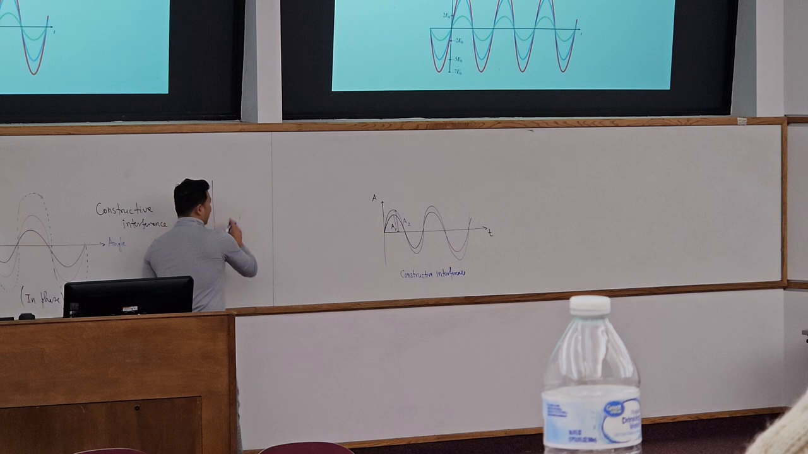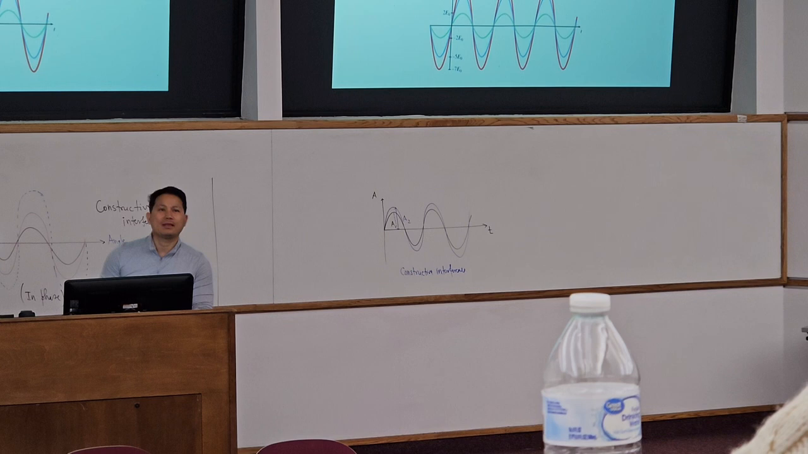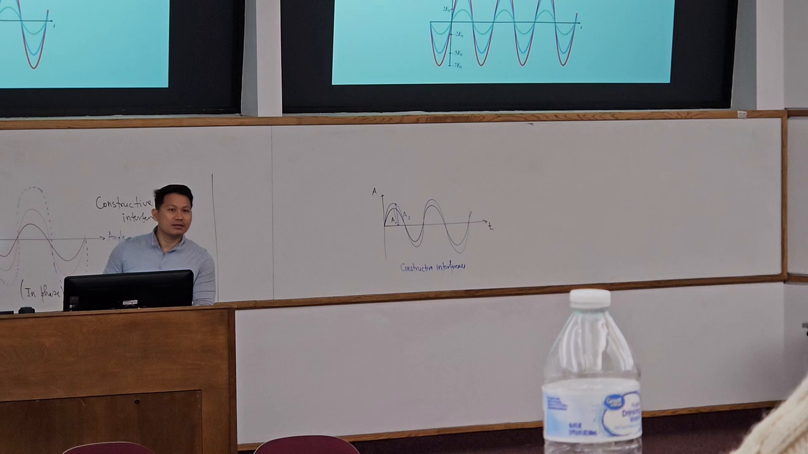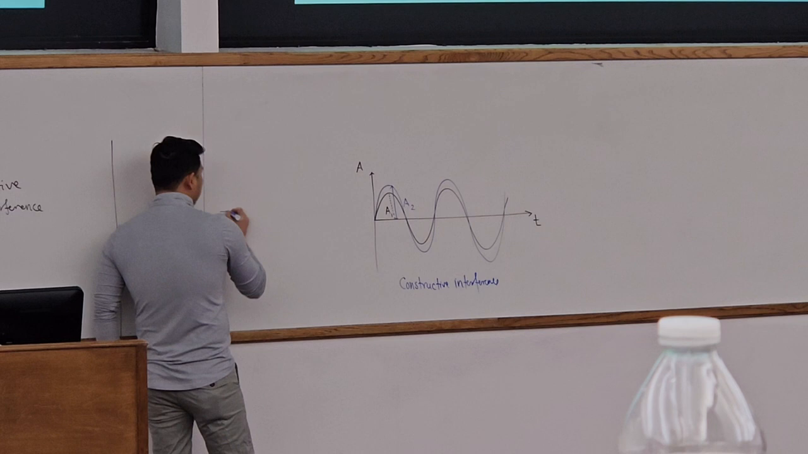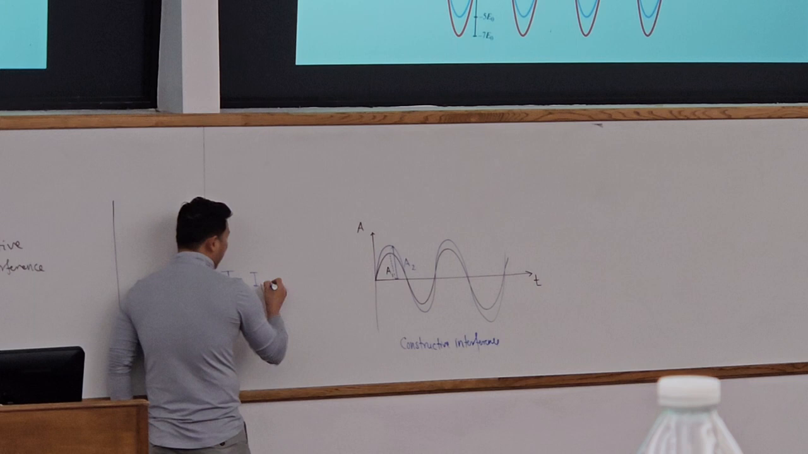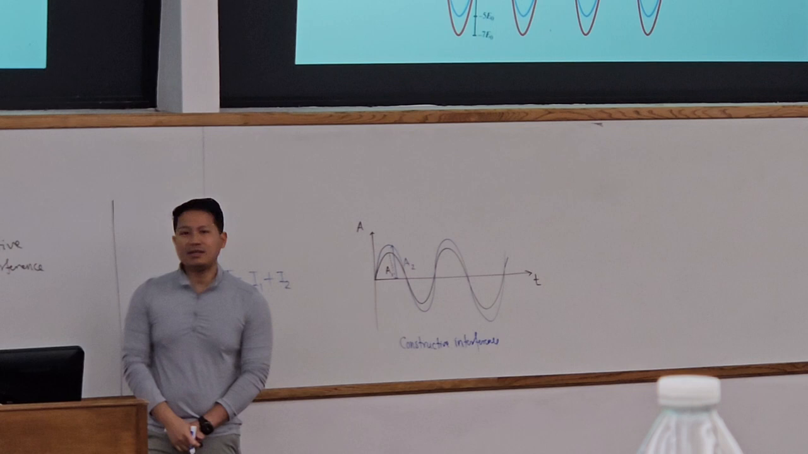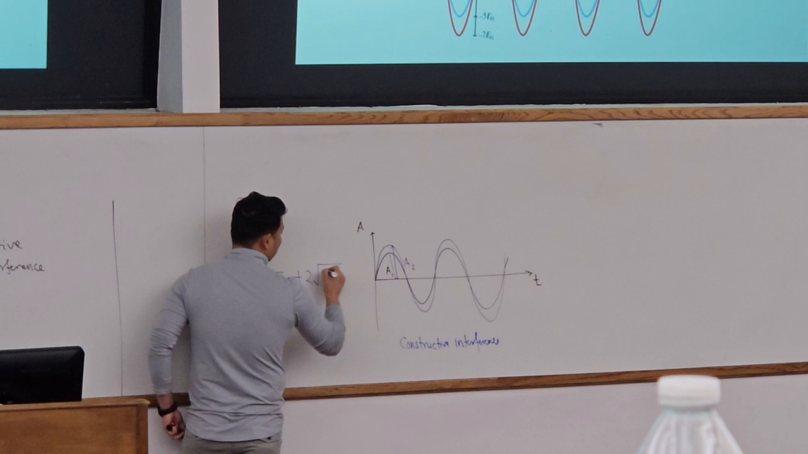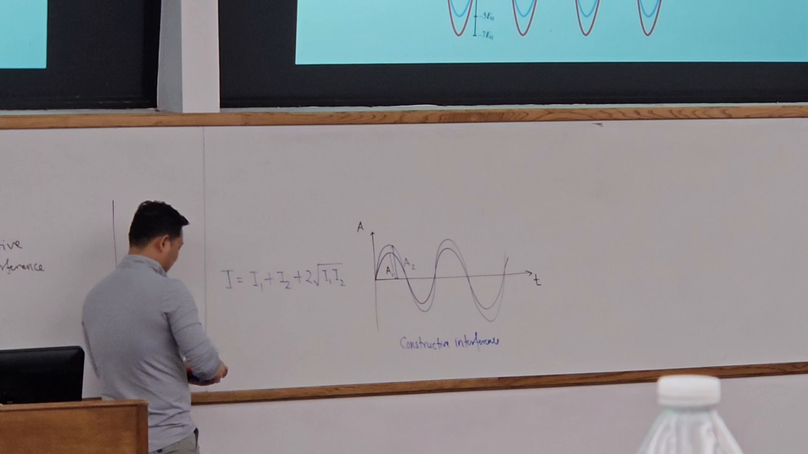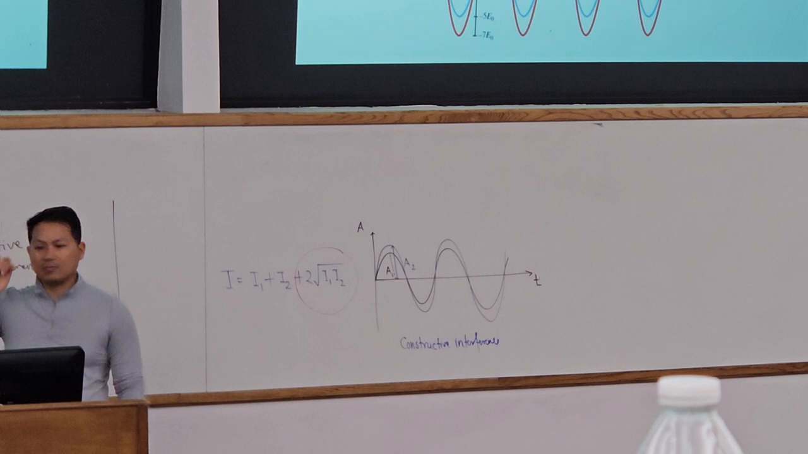Whenever you talk about the intensity of light, does any one of you know what intensity of light means physically? How bright it is. So if you talk about light number 1 and light number 2, the total intensity won't be I1 plus I2. It's not just the summation of the intensity of light 1 and light 2. Something comes in between, this term over here: 2 times the square root of I1 times I2.